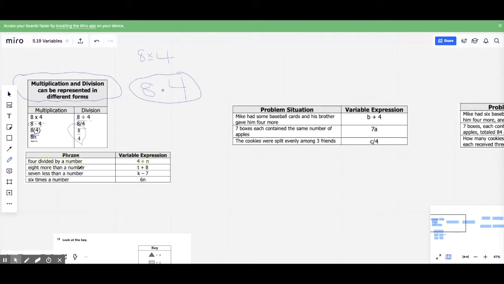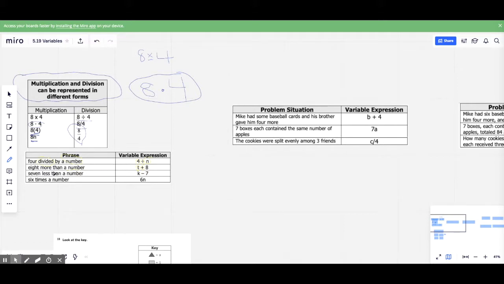Same thing for the next one. 8 more than a number. So this is kind of backwards. We don't know what the number is, so we'll use t. We have our 8, and more than, we're adding to that number. So it's 8 plus t, really. And in this case, since we're doing it backwards, 8 more than a number, the number plus 8.